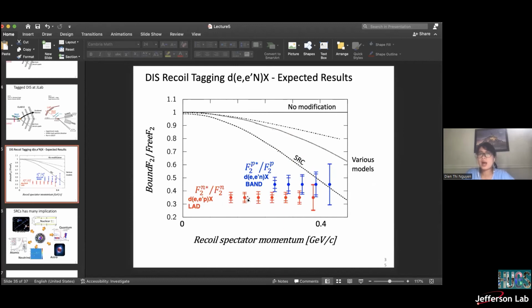And we have one part of the data already, the blue one, and we are waiting for the red one. So I think this will be a really big result as well. And it will be like a ground play for us to see if we can claim that the EMC effect comes from SRC. So stay tuned, and we hope to have results to share with you on this study very soon.